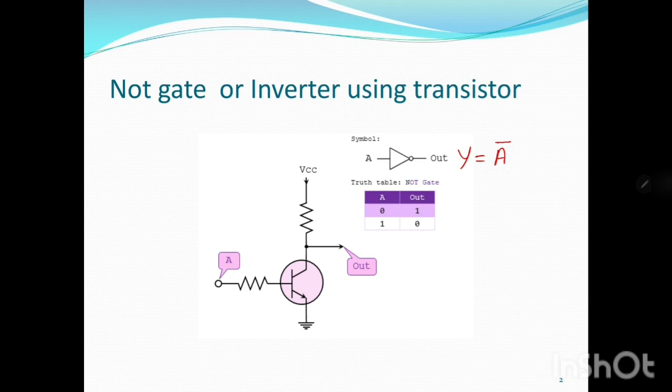Here A is the input, here is the output and VCC. This collector resistance is represented by RC, this base resistance is represented by RB. As there is only one input, there are two possibilities: either this input is low or input is high.